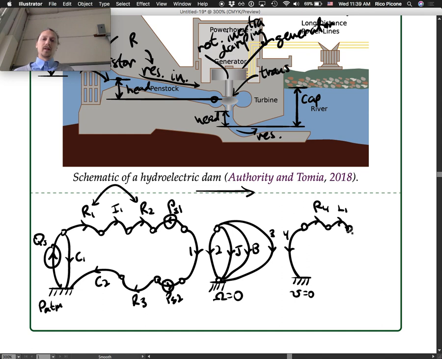Model it as a capacitor. So this is C3, and a resistor, R5.